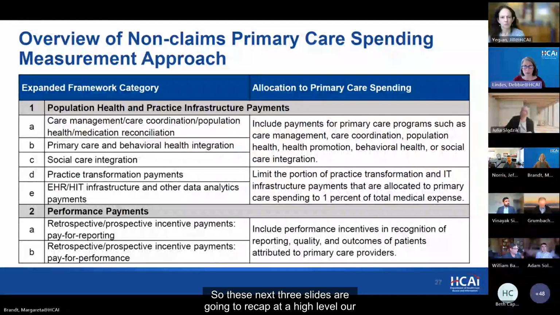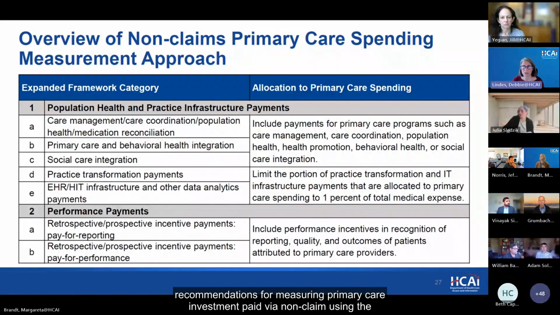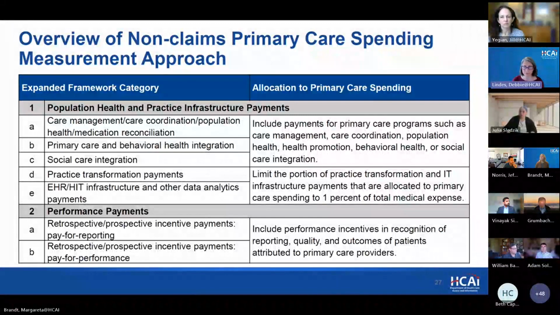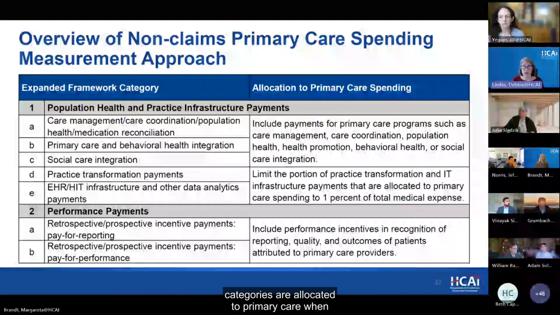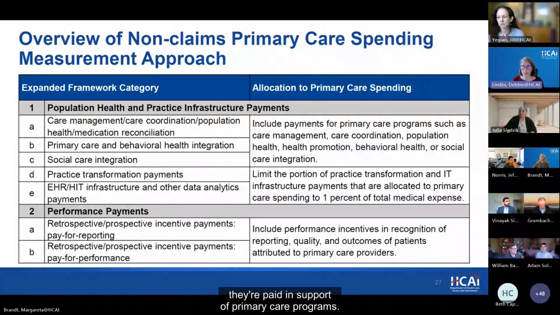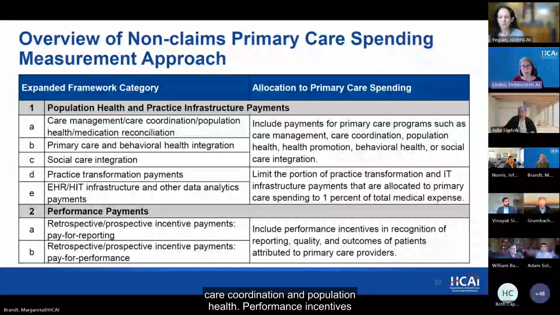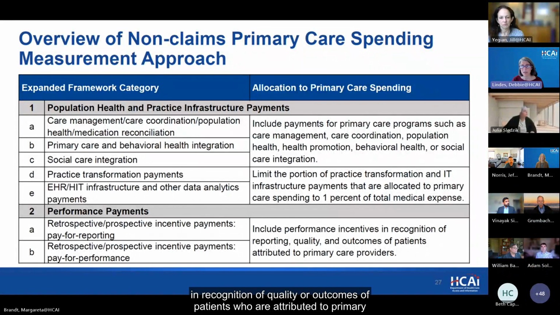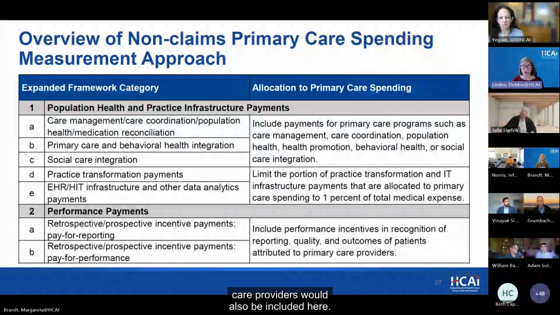These next 3 slides are going to recap at a high level our recommendations for measuring primary care investment paid via non-claims using the expanded framework categories. The first 2 recommendations are that for category 1, population health and practice infrastructure payments, and category 2, performance payments, the approach is the same. All the non-claims payments in those categories are allocated to primary care when they're paid in support of primary care programs. Some examples of such programs would include care management, care coordination, and population health. Performance incentives in recognition of quality or outcomes of patients who are attributed to primary care providers would also be included here.